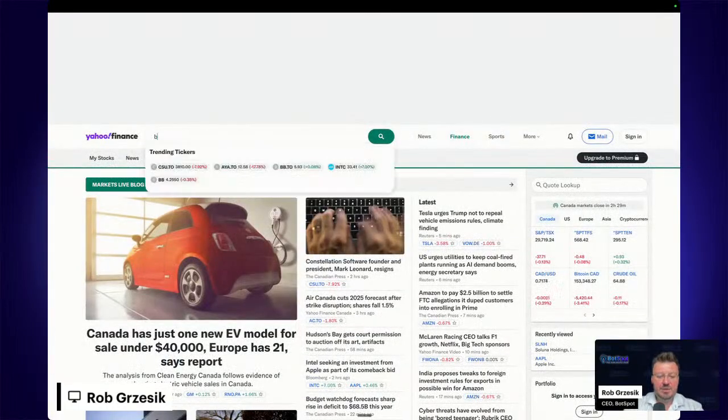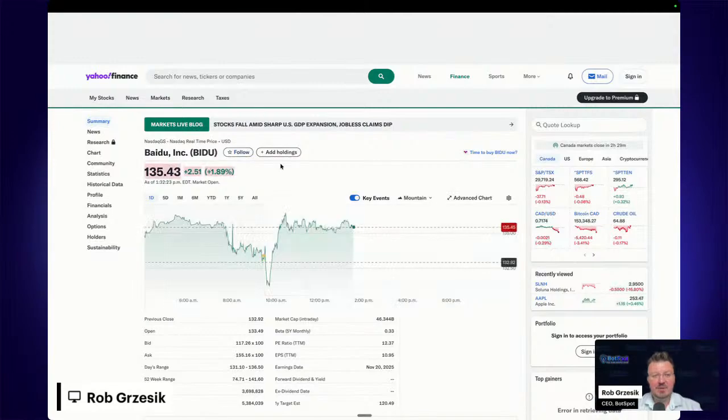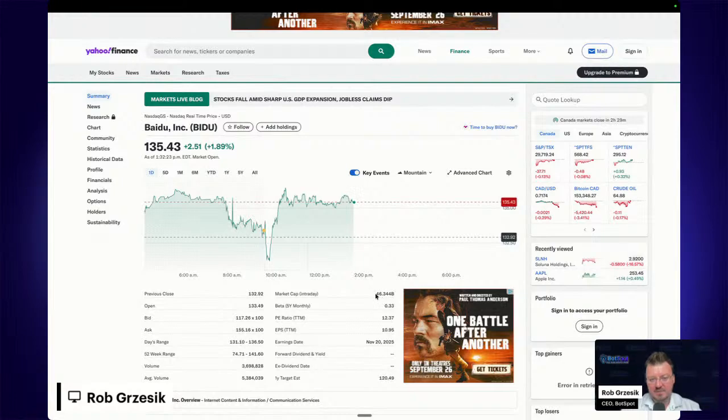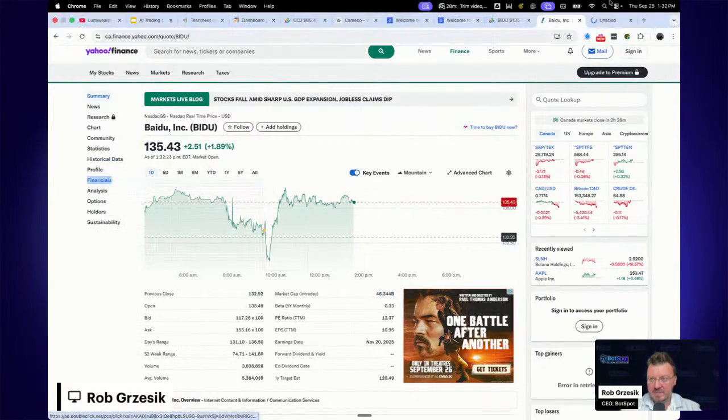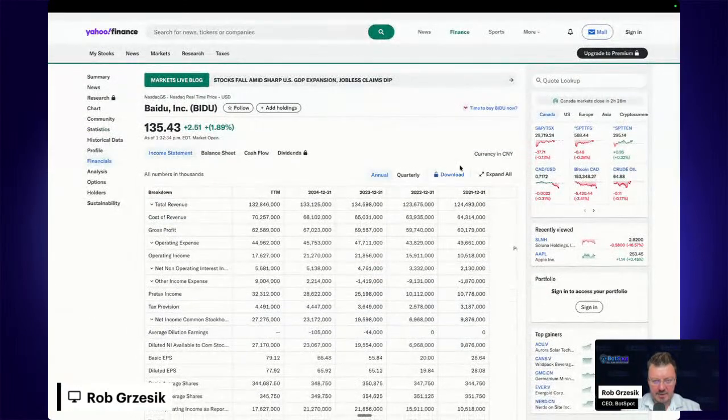If you look at Baidu and the amount of cash they have on hand, it is about the same as the value of the stock itself. So let's say market cap is $46 billion. Let's see if what he was saying is true or if it's still true. How much cash do they have on hand?